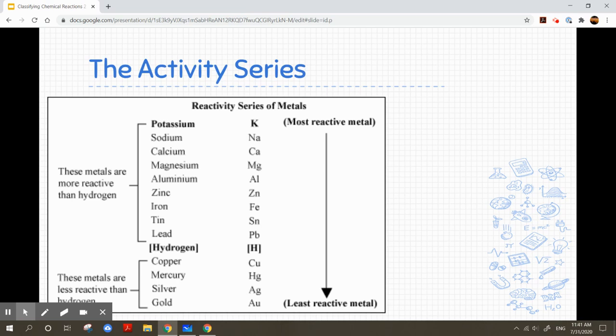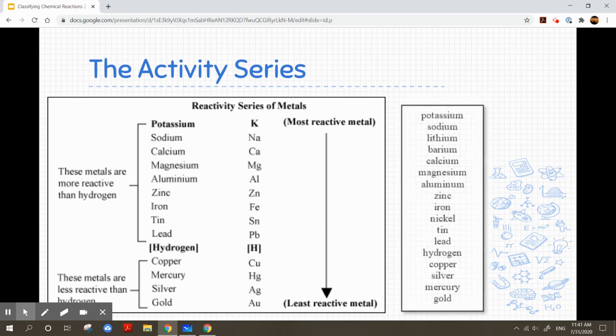Activity is more correct. And here's another activity series. This one on the right is one that you'll see on a lot of our evaluations and on our handout. So a few things to note here. You can Google search activity series and you'll come up with a whole bunch of different types, and they'll all be slightly different. Mostly they have the same common metals, but sometimes, as you can see here, the list on the right contains barium, the list on the left doesn't. Some are more comprehensive than others.